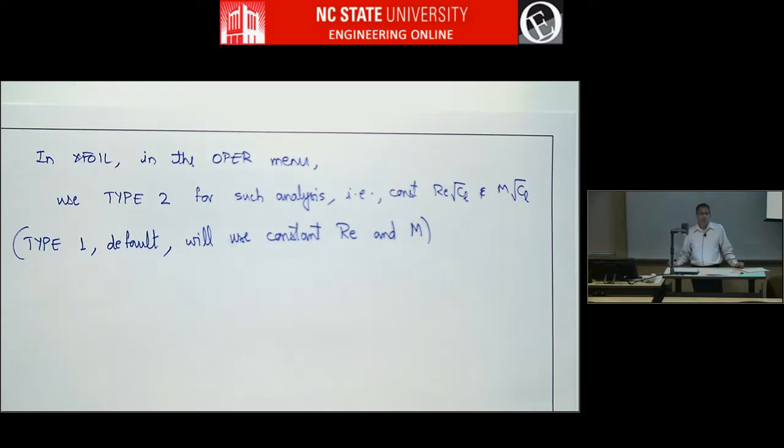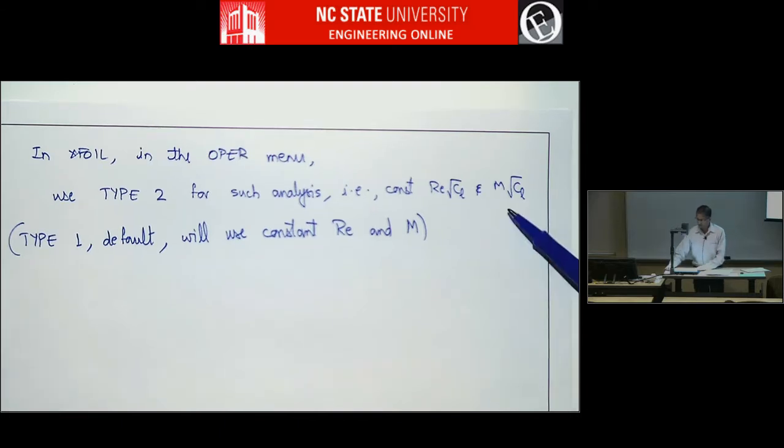So when you're comparing with wind tunnel tests, for example, wind tunnel tests will have data for some Reynolds number, say 3 million, and it will be the same 3 million Reynolds number for the entire polar. So when you're comparing with wind tunnel results, it makes sense to use type 1, but when you're doing it for an actual aircraft analysis, it makes sense to use type 2.